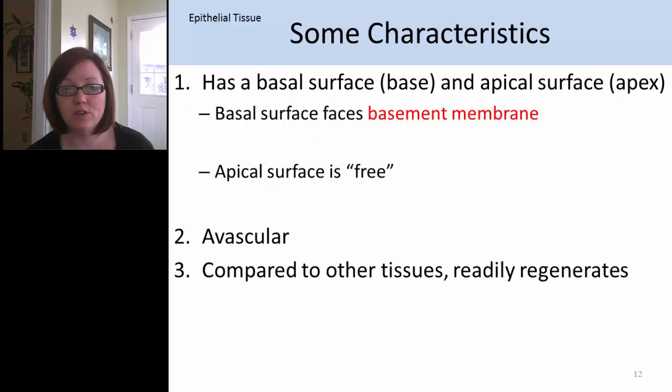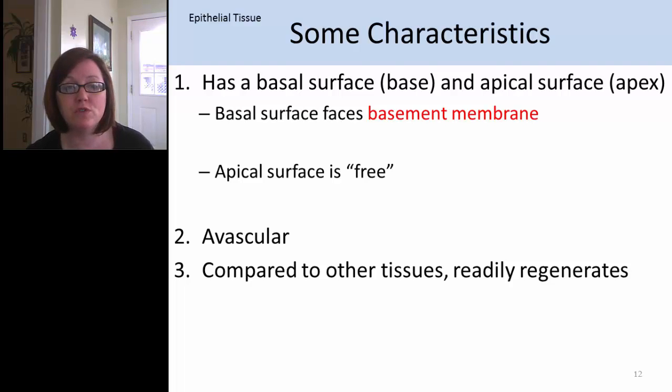Epithelial tissues have certain characteristics. One characteristic of an epithelial tissue is that it has a base and an apex, also called a basal surface and an apical surface. The base of the epithelial tissue is the side that's facing another tissue. And the apex of the epithelial tissue faces nothing, if you will. It faces the lumen of a tube, which is the space inside of a tube, or it might face the external environment, like the outside of our body.